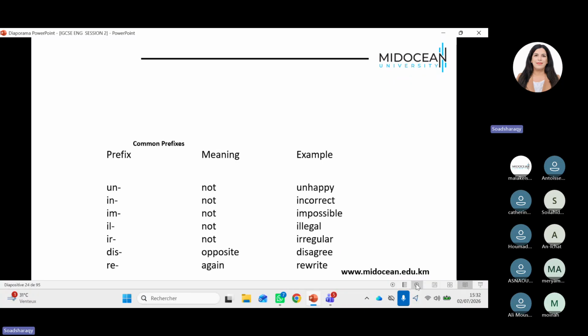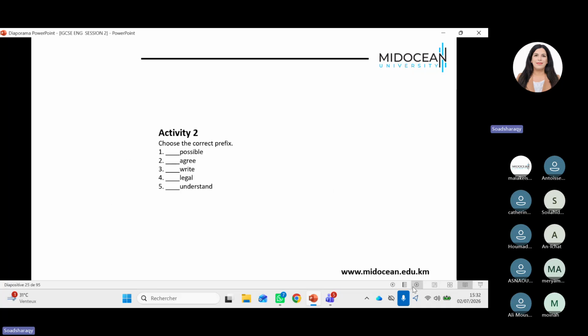Here you have common prefixes, okay, like un, meaning not, like unhappy, in, incorrect, im, like impossible, il, illegal, ir, irregular, dis, like disagree, re, do something again, like, for example, rewrite, okay? Choose the correct prefix. Who wants to come? Fill in the blanks, okay?